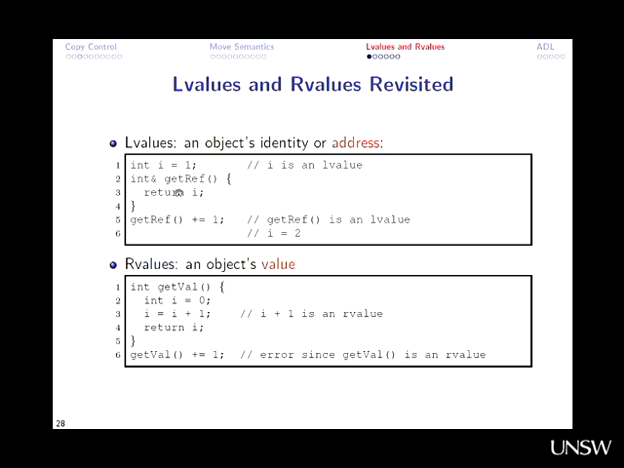We can have something like this. Return by reference. So int reference getRef returns i. That returns an L value reference. Okay? And so getRef is an L value. Plus equals 1 works because it returns this L value reference to this i. Okay, and say its i is up here, so it's a pretty dumb function anyway.